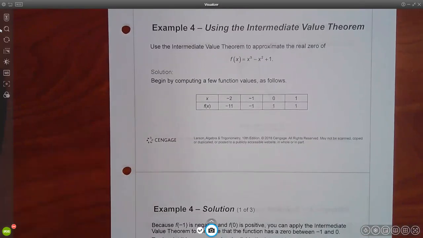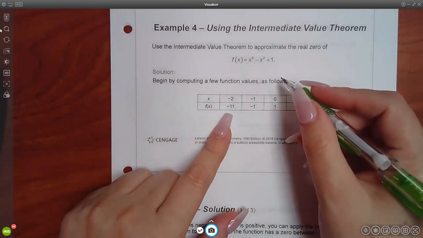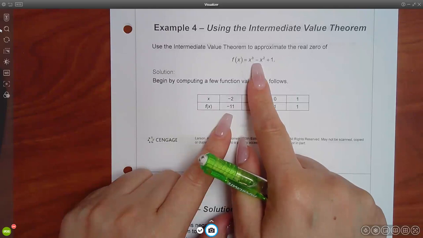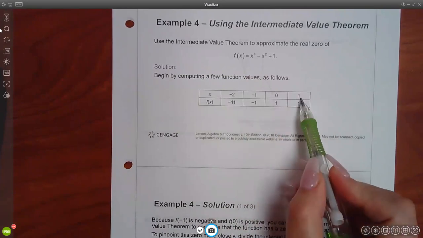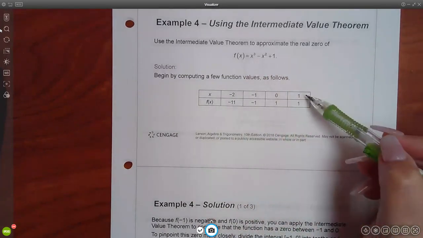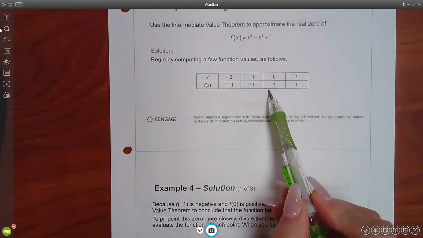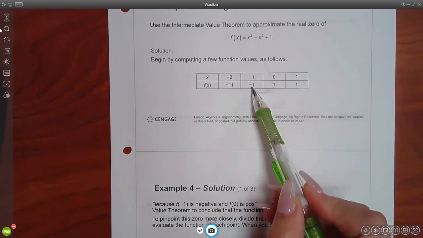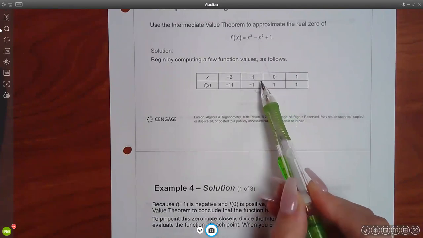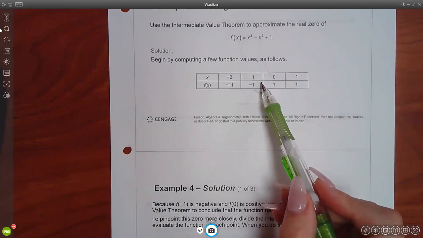So it says, use the intermediate value theorem to approximate that zero. So I already know that at negative, the other function had a plus here, this one has a minus here. Okay, so notice that when I computed a few x values, when I plug these numbers in, they made a chart and they get these y values out, okay? Notice right here is where something's happening, right? Because you have a y value that is negative, and then now you have a y value that is positive. So it's somewhere in between these two guys, we should have a y value that is 0, right?